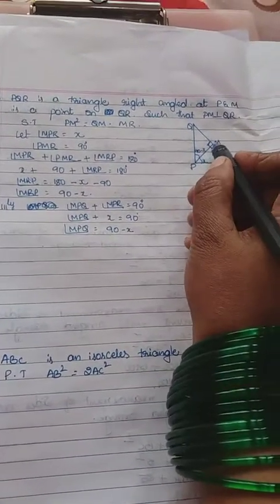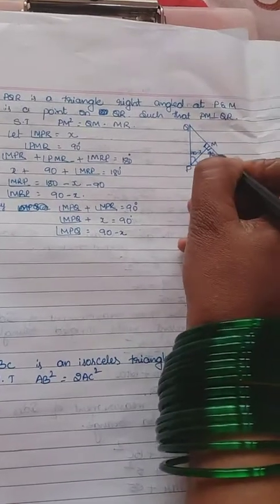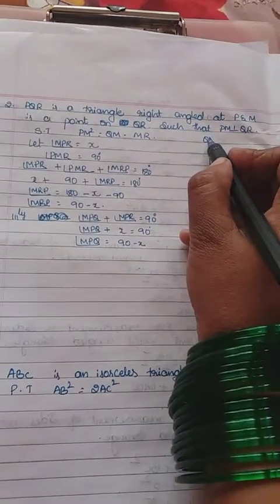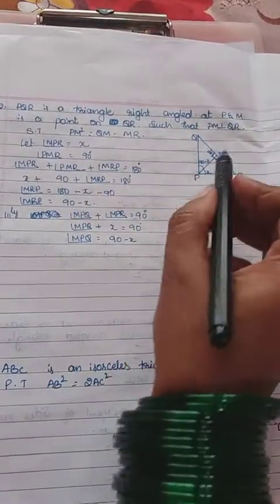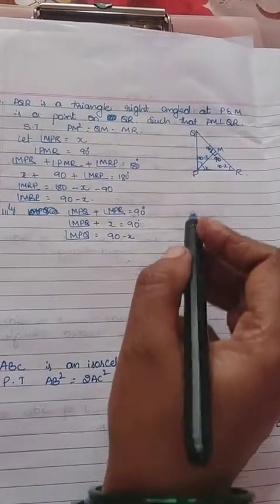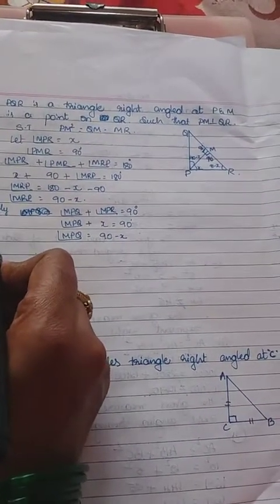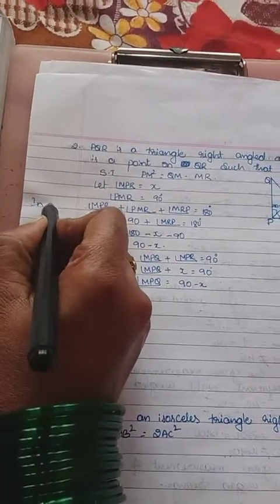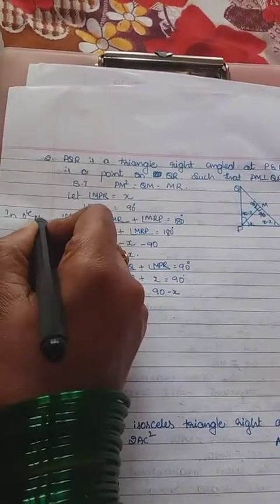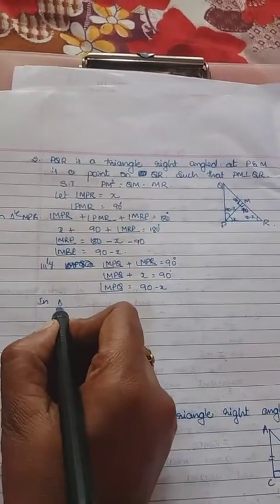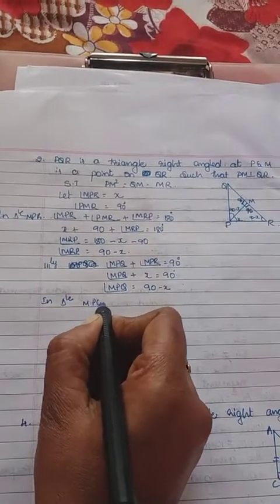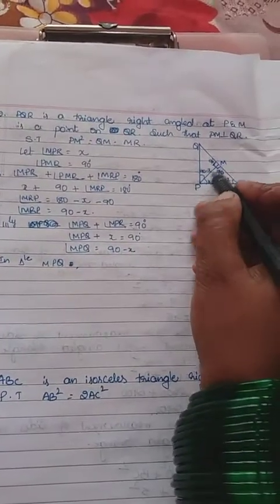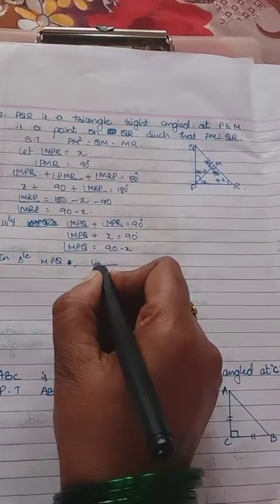In the same way, here we know this is 90 degrees because it is right angled at M. Let us calculate angle Q in this triangle. In which triangle? In triangle MPQ. If you are getting confused, you can write here that this is triangle MPR, and this is triangle MPQ. So which are those three angles in triangle MPQ? One is angle MPQ.